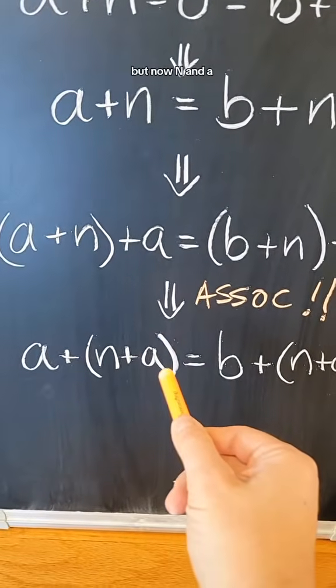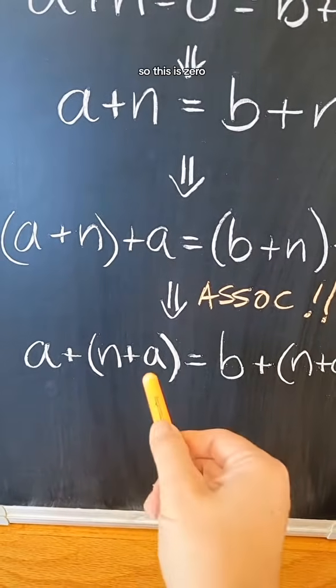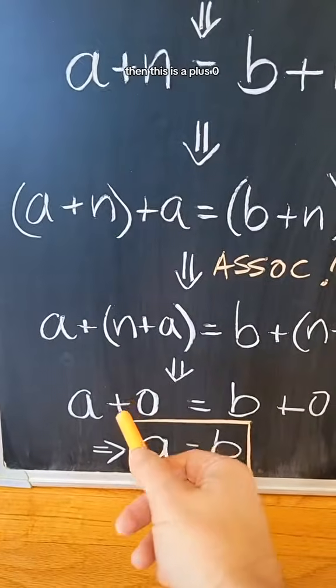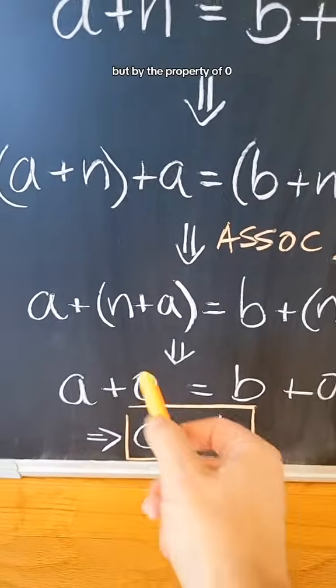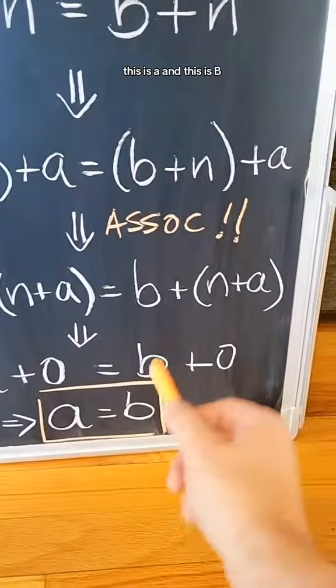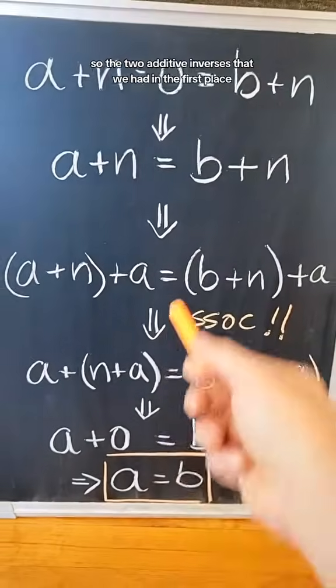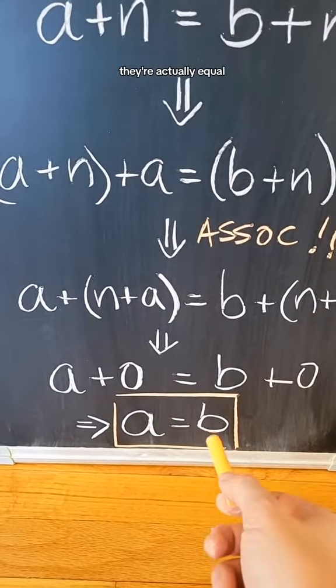But now n and a is an additive inverse of n, so this is 0, and this is 0. Then this is a plus 0, this is b plus 0, but by the property of 0, this is a and this is b. Therefore, a equals b. So the two additive inverses that we had in the first place, they're actually equal.